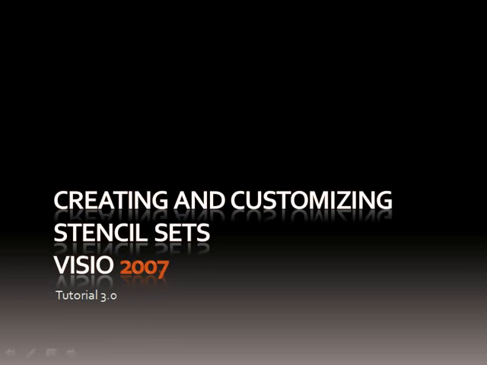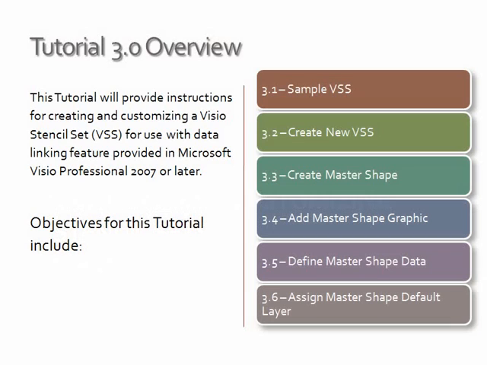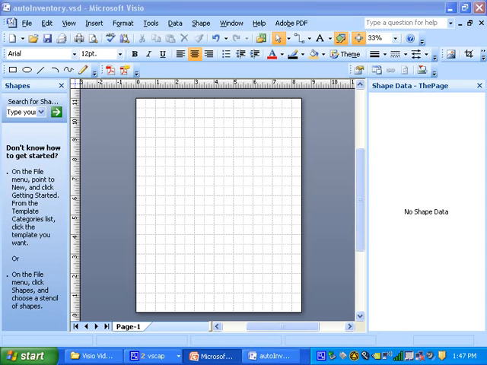Okay, welcome back to tutorial 3.0. In this tutorial, we're at 3.2. We're going to create a new Visio Stencil Set VSS file. So we're back here in Visio, just as we'd left it. Nothing's going on here. All we did was save a blank diagram.